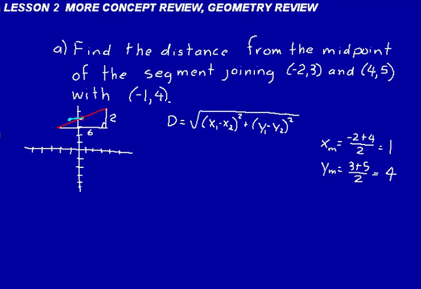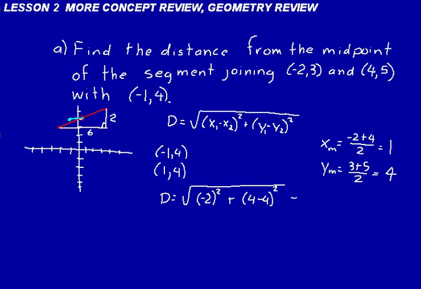That means we want to find the distance between (-1, 4) and (1, 4). Now, all we have to do is substitute that into the distance formula. The square root of the difference in the x values. It doesn't matter which one we choose first because we're squaring it, so it'll end up being positive. We'll do minus 1, that would be a negative 2 squared, and then plus the difference in the two y values, which is just going to be 4 minus 4.